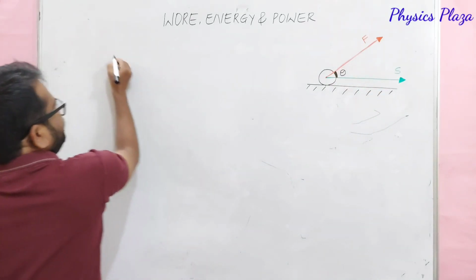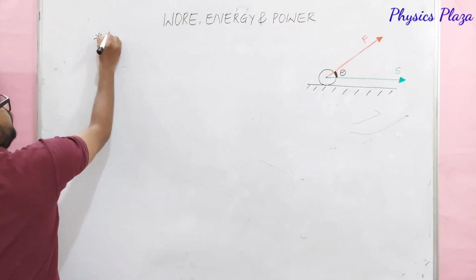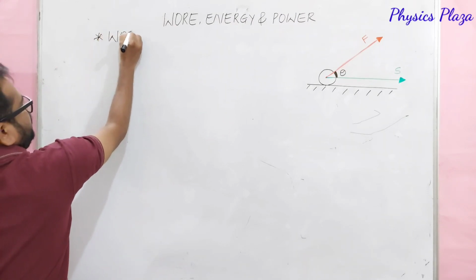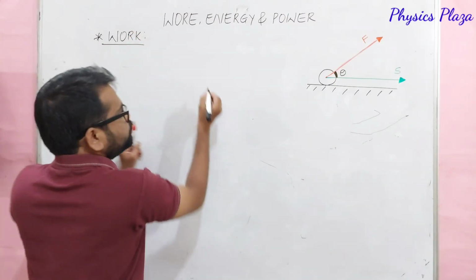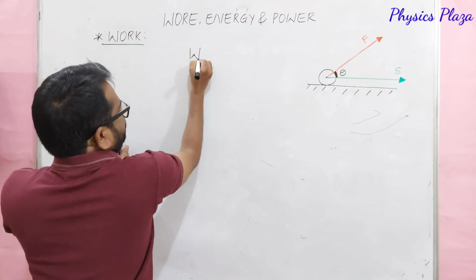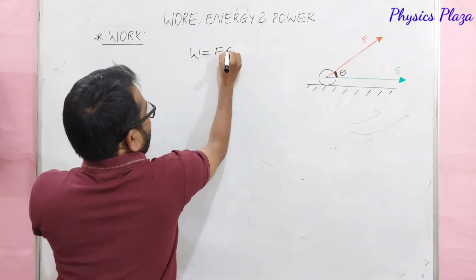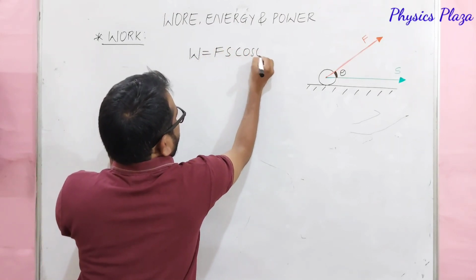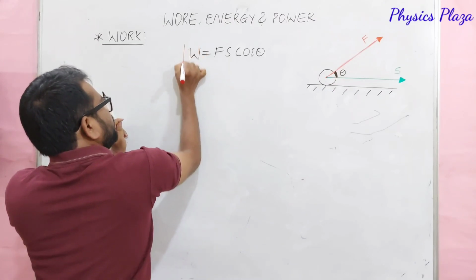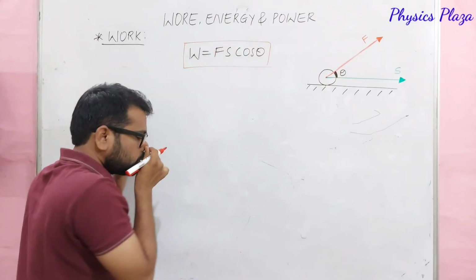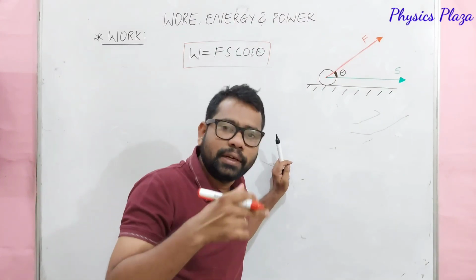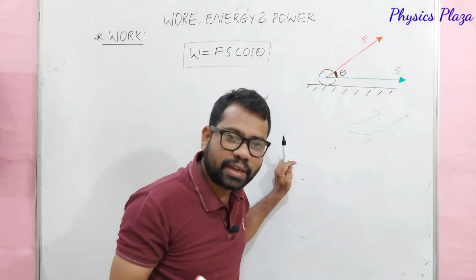Children, first we will be talking about actual work. The common formula for work is W = Fs cos theta. This is how we can calculate the work done. But work can be calculated in different cases, different situations.